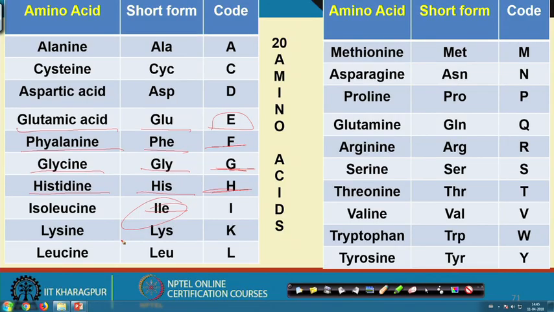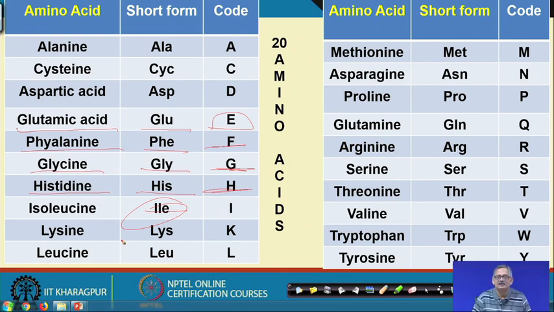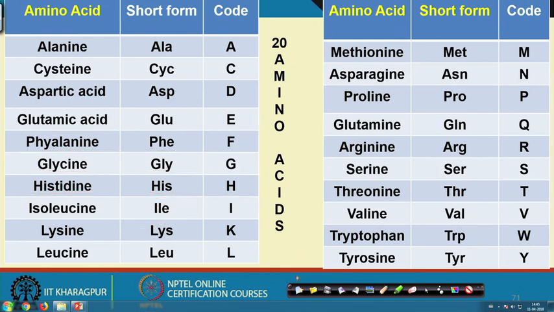Then we have threonine with an abbreviation of THR and the code is T. Valine with an abbreviation of VAL, code is V. Tryptophan, abbreviation of TRP and code is W. And tyrosine with an abbreviation of TYR, code is Y, right. So, you see how many numbers we have? 1, 2, 3, 4, 5, 6, 7, 8, 9, 10 on this side, 11, 12, 13, 14, 15, 16, 17, 18, 19, 20. So, these 20 amino acids, I have the abbreviation as well as the code, right.